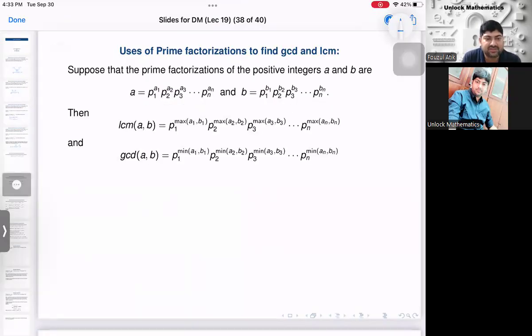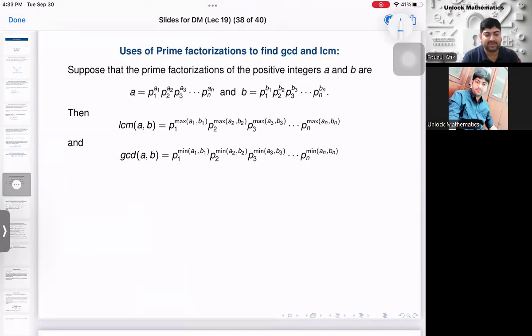But what I want to discuss here is how to find the LCM and GCD. The LCM of the numbers a and b is equal to p1 to the power maximum of a1, b1, into p2 to the power maximum of a2, b2, up to pn to the power maximum of an, bn. Similarly, the GCD is p1 to the power minimum of a1, b1, p2 to the power minimum of a2, b2, up to pn to the power minimum of an, bn. So this is the formula.